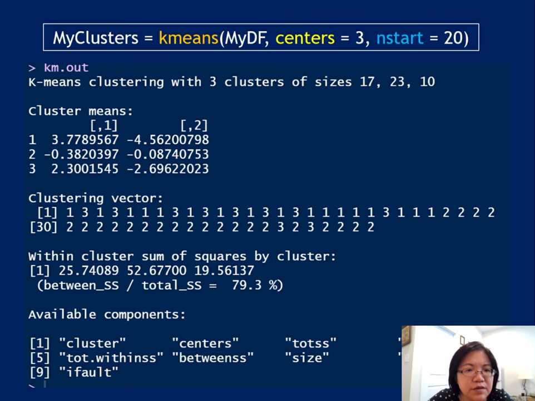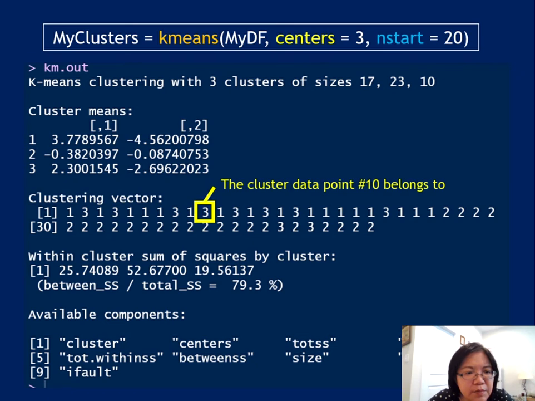We have 3 clusters of sizes 17, 20, and 23. 17 data points are in the first cluster, so that's the first row, and 23 data points in the second cluster, so that's the second row, and 10 data points are in the third cluster, so that's the third row. We have 2 different means. The columns are means, because we have x1 and x2, there are 2 x features, so each one of them has a mean. The mean vector becomes the cluster.